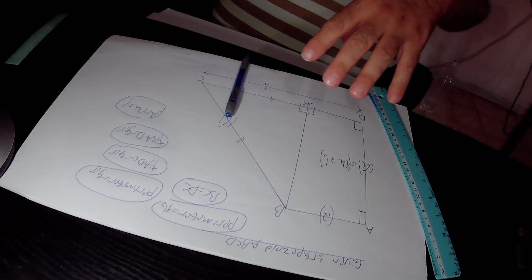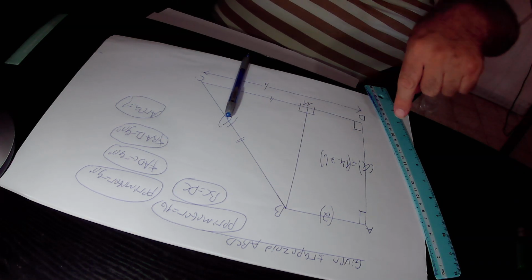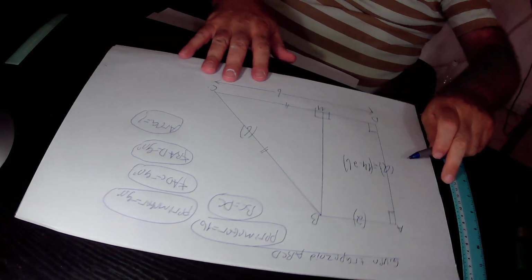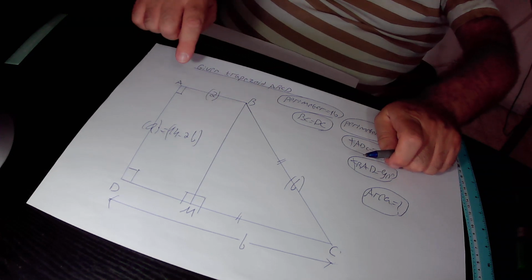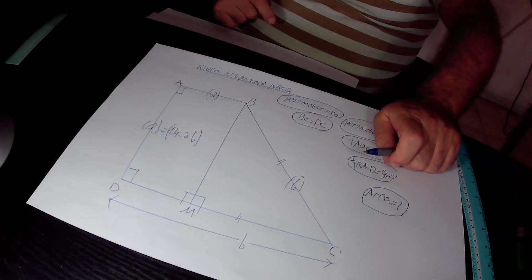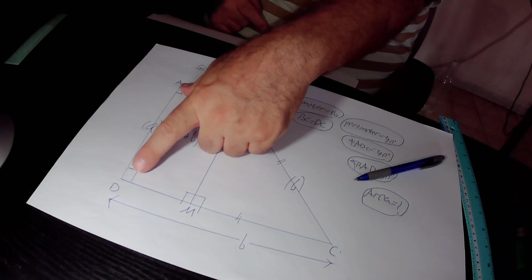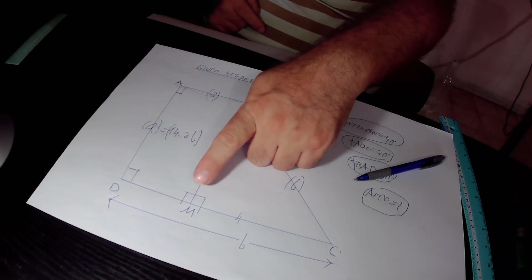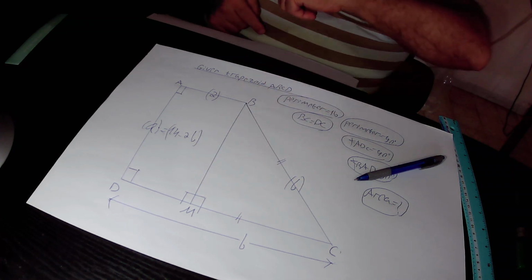So by doing this construction, we created a quadrilateral ABMD. Inside this quadrilateral ABMD, we have 1, 2, 3 right angles. Those 2 angles are right angles according to what is given in the question, and this angle is a right angle according to our construction.